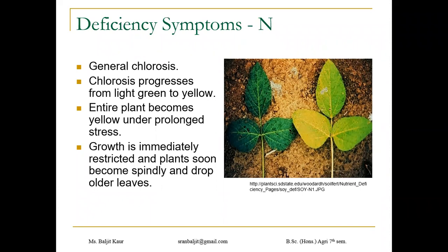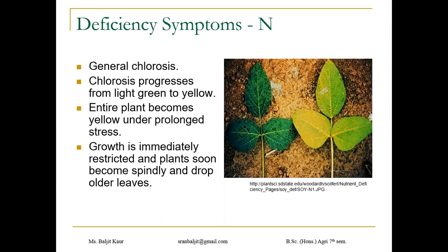So there is a general chlorosis on the leaves, and this chlorosis will progress from light green to yellow. Firstly the leaves will become light green in color, and then if the deficiency is severe, the leaves will become yellow, and the entire plant becomes yellow under prolonged stress. If nitrogen is not supplied for a longer time, growth is immediately restricted, and plants soon become spindly and drop older leaves, right? So older leaves will be dropped off from the plants.